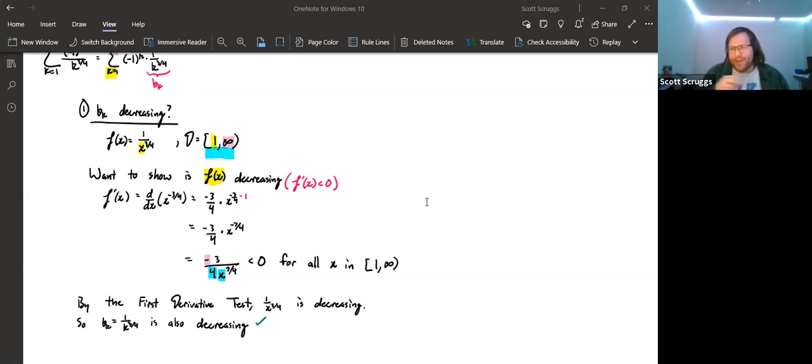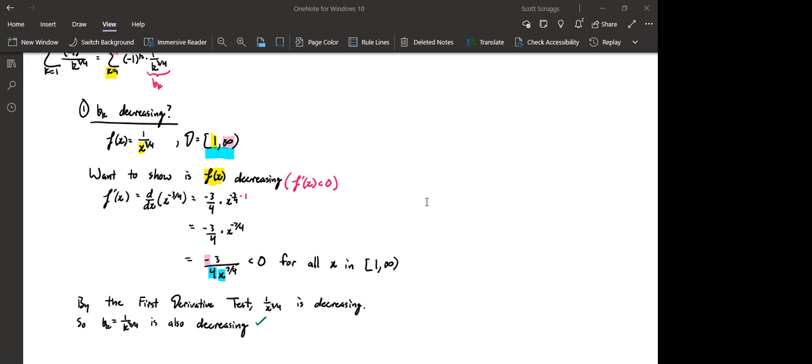Before I move on to check condition 2 for the alternating series test, does anyone have any questions about this step or anything I need to clarify? Okay. Oh, sorry, I did have a question. Go for it.